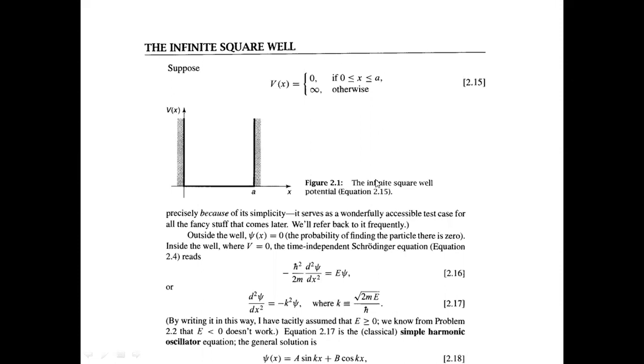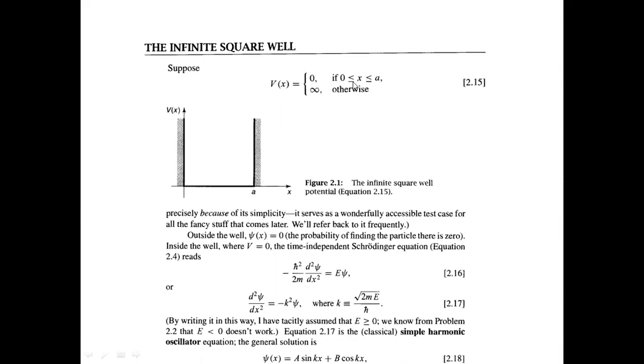Here, a particle is trapped in a potential well. This potential well is not a physical well, but what it means is that in the region between 0 and A, the potential is 0. Here you have the conditions. And at the boundaries, the potential is infinity.